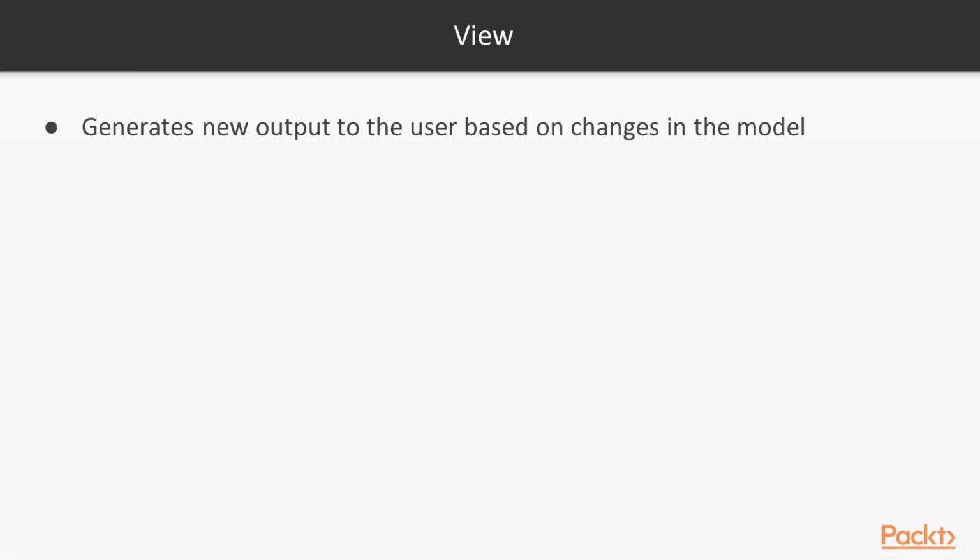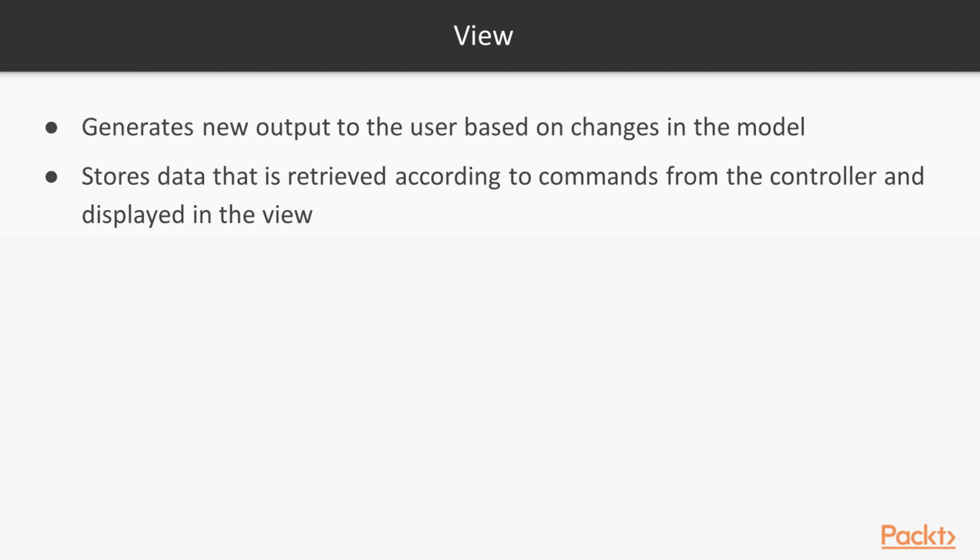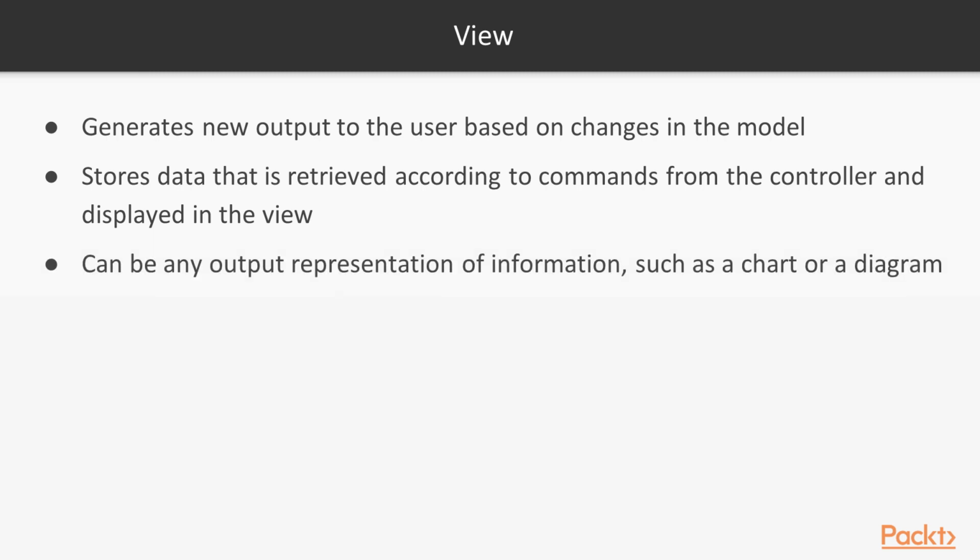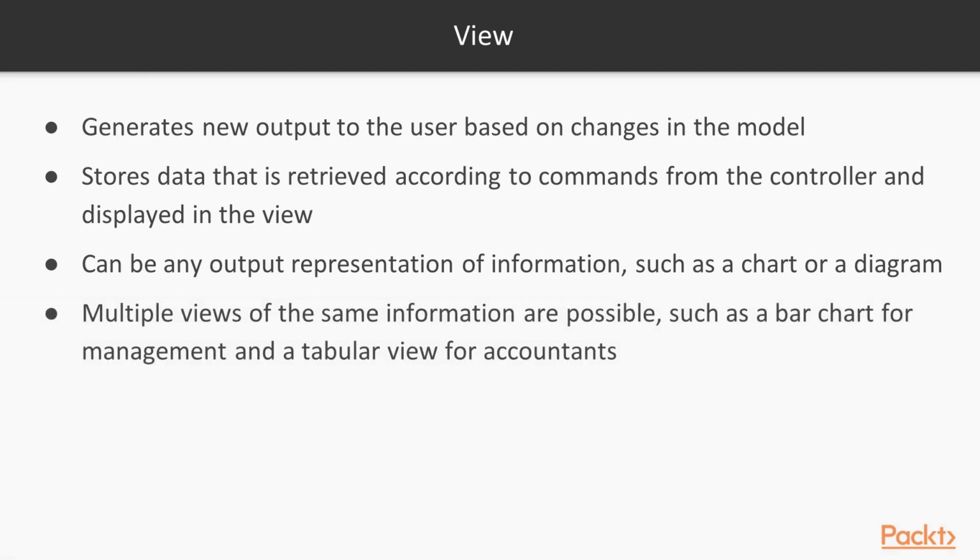View, on the other hand, generates new output to the user based on changes in the model. It stores data that is retrieved according to commands from the controller and displayed in the view. And it could be any output representation of information, such as a chart or a diagram. Multiple views of the same information are possible, such as a bar chart for management and a tabular view for accountants, for example. And both views will be using the same model.